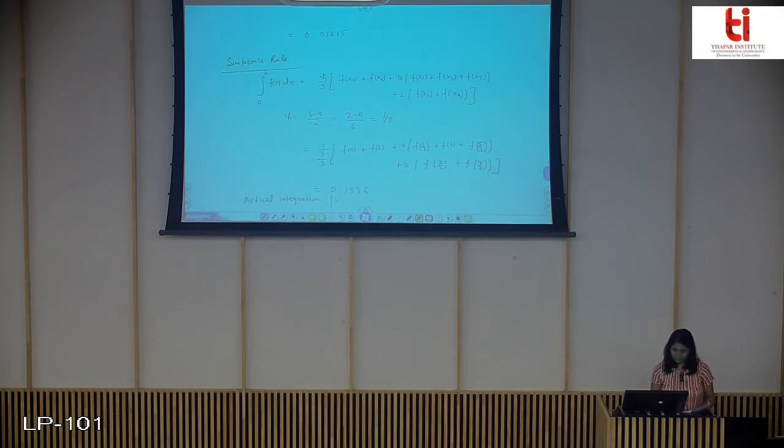That means sin 3x from 0 to 2. The value is coming out to be 0.01328. So this actual value is closer to the value computed by Simpson's 1/3 rule. Obviously, Simpson's rule gives better accuracy because the error in Simpson's 1/3 rule is less.